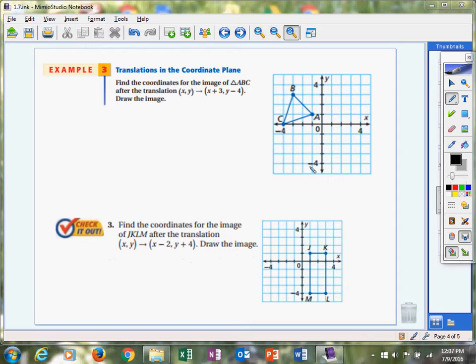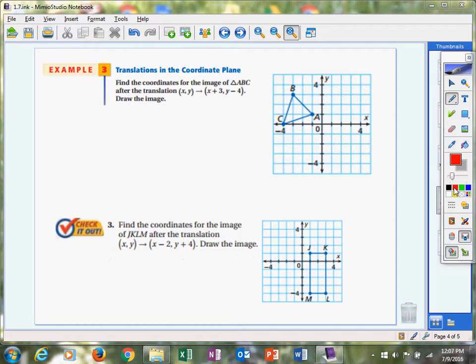Students, this is a really neat example. We're going to talk about translations in the coordinate plane, and what's neat is that they've drawn the pre-image for us. So here's the pre-image located at A, B, and C triangle. They've done theirs in blue, so let me change colors. I'll do mine in red. And they're telling us what to do.